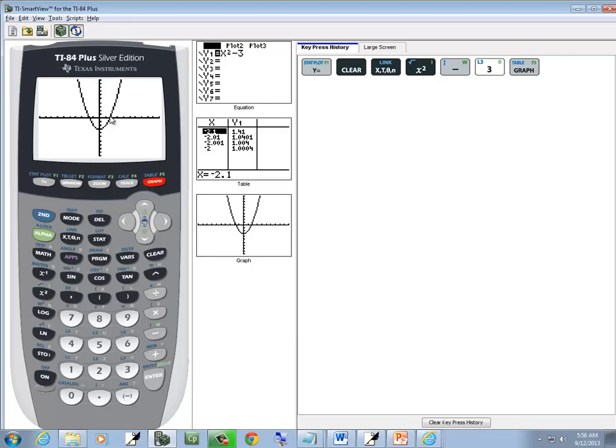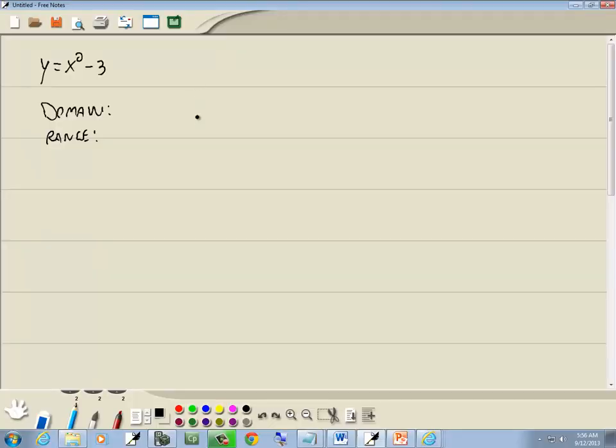So this graph, as it's going up, it's slowly going to the right, it'll keep slowly going to the right forever, so it's going to positive infinity. So your domain is negative infinity to positive infinity.